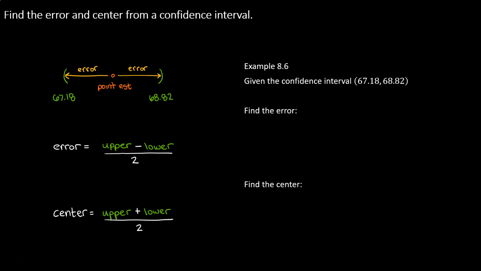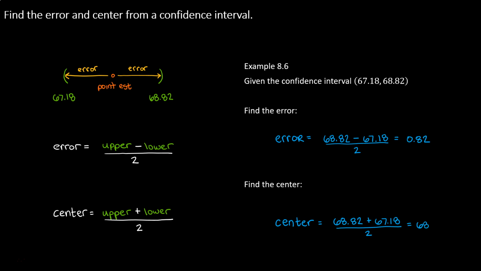We're looking at a confidence interval with a lower boundary of 67.18 and an upper boundary of 68.82. If we want to find the error, I need to find the difference between the two boundaries and divide by 2. We find the error to be 0.82. To find the center, I'm going to find the sum of the two boundaries and divide by 2. The center comes out to be 68.